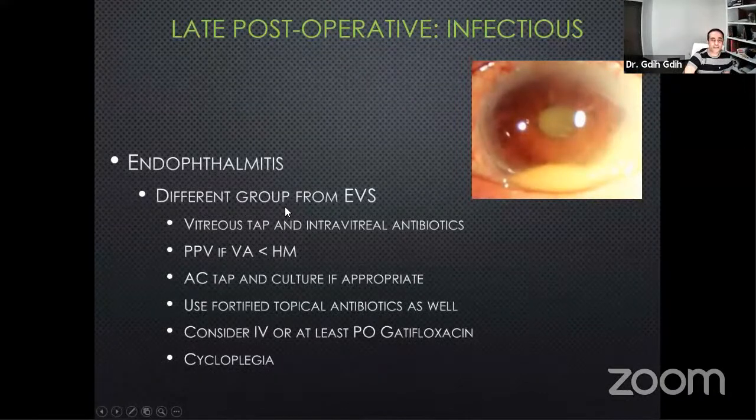Endophthalmitis is a different group, from the EVS, Endophthalmitis Vitrectomy Study. Vitreous tap and intravitreal antibiotic is considered. Pars plana vitrectomy if visual acuity is less than hand motion. AC tap and culture if appropriate. Use fortified topical antibiotic and consider IV or at least peroral gatifloxacin and cycloplegia.